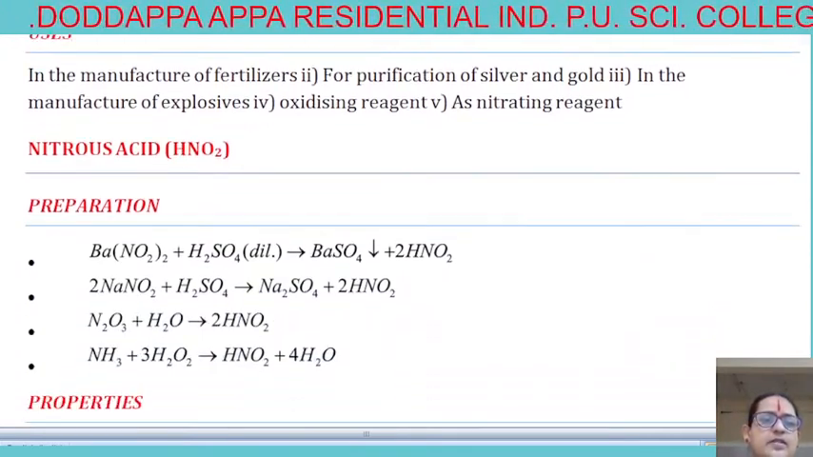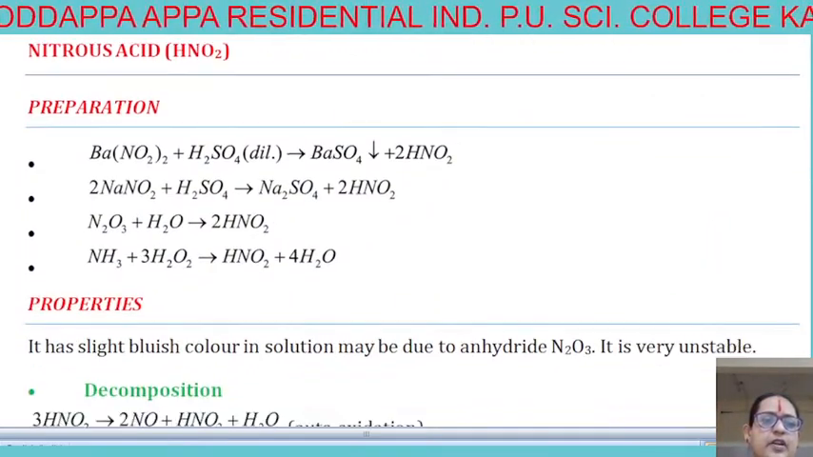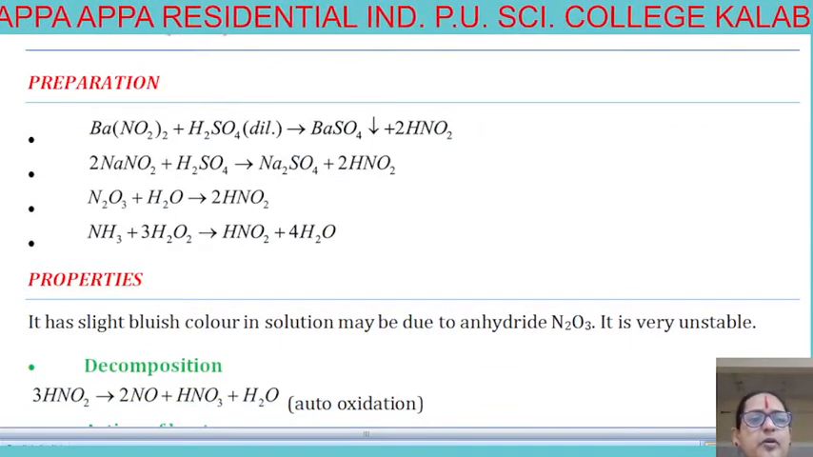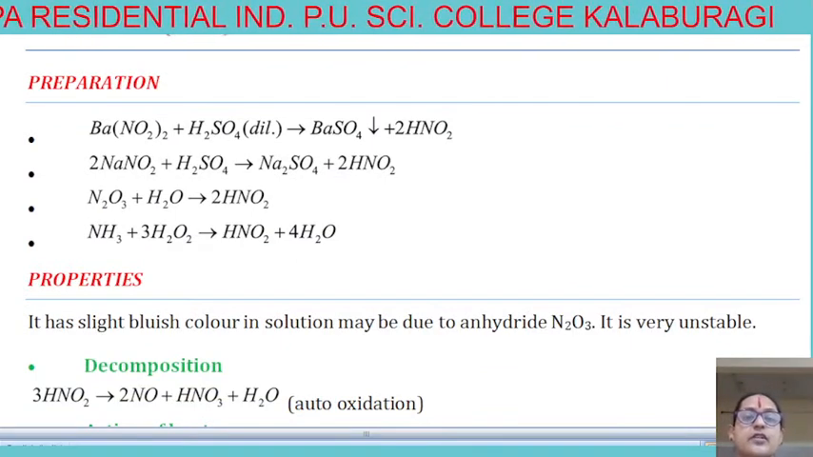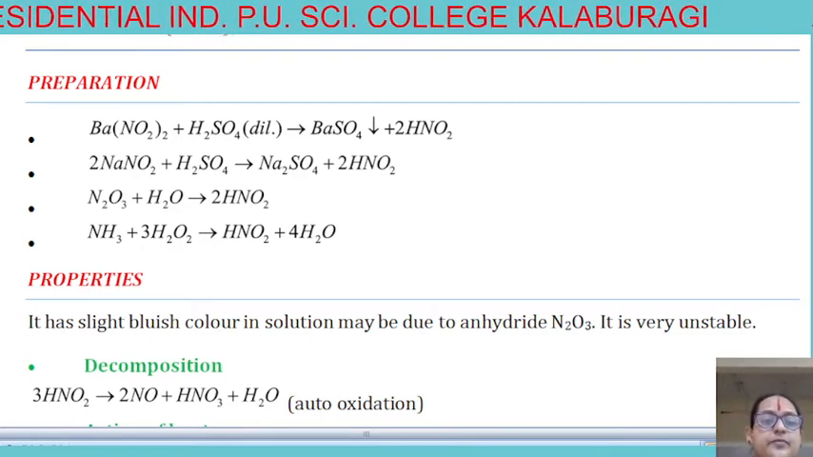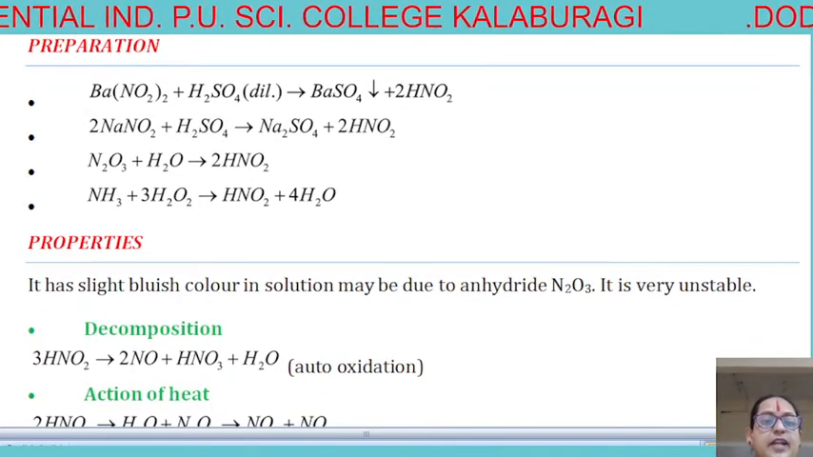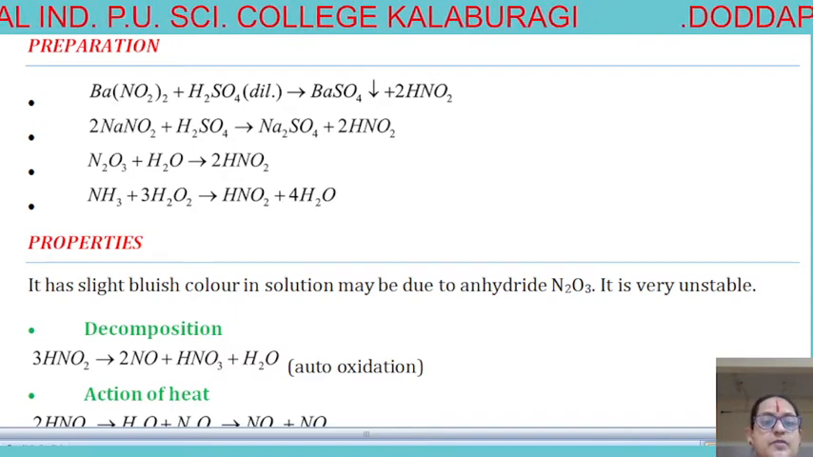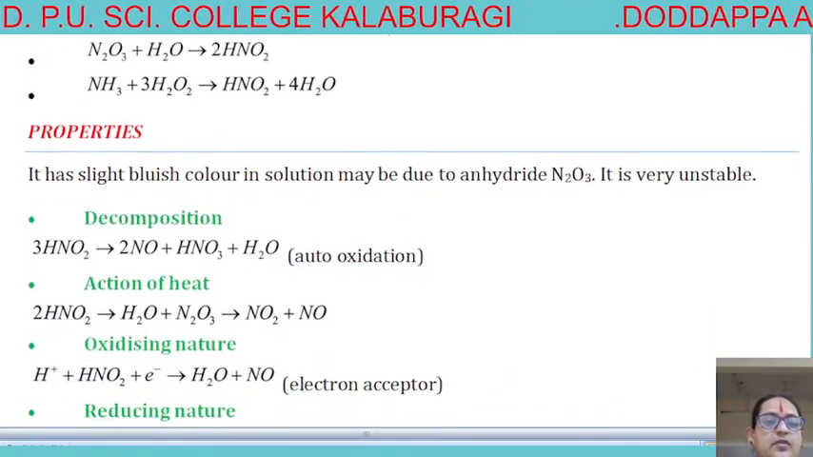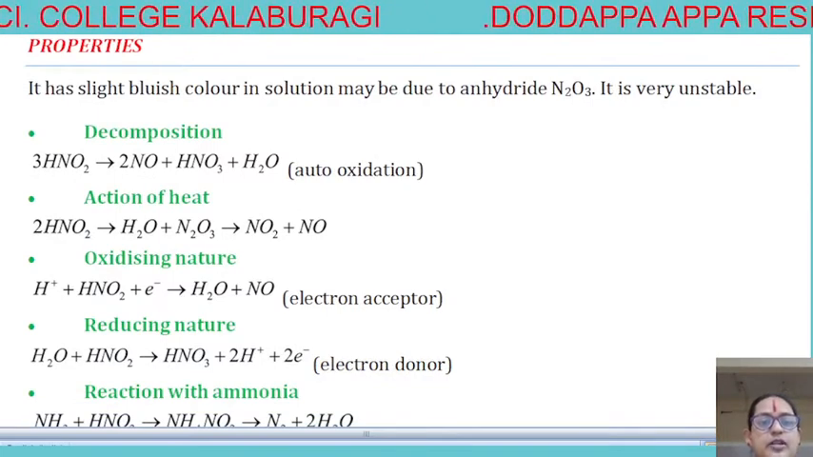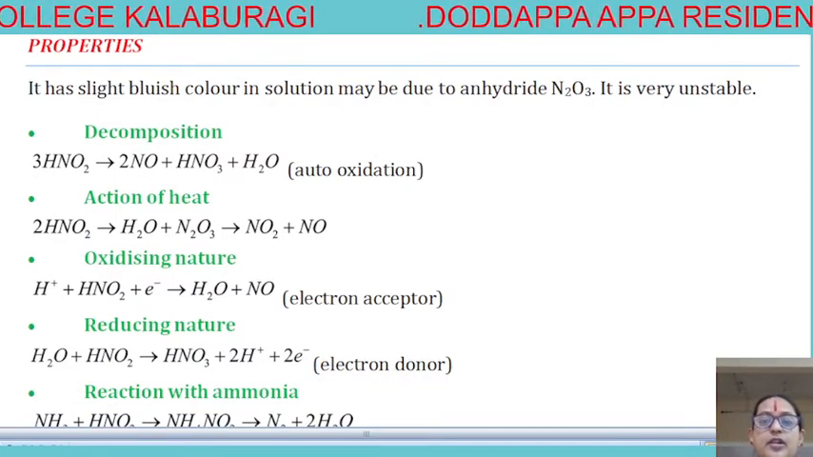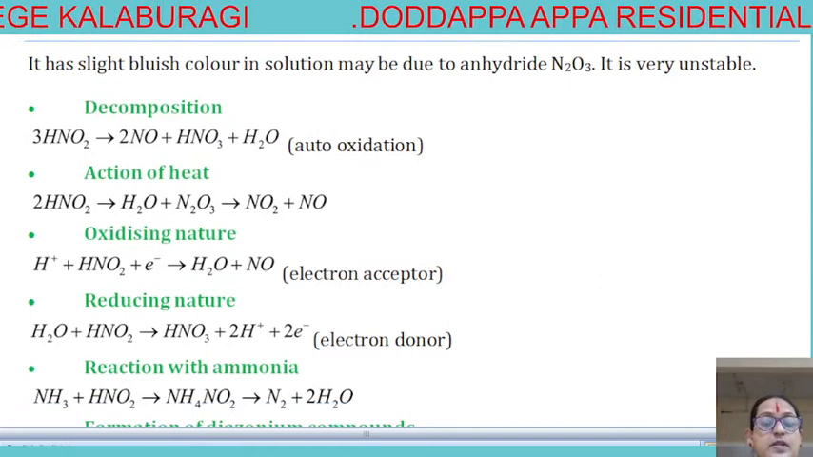Next compound is nitrous acid. Nitrous acid can be prepared from barium nitrite treated with sulfuric acid to form barium sulfate. Sodium nitrite reacts with sulfuric acid to form sodium sulfate. Next, we have to study its properties. It is slightly bluish in color in solution, maybe due to the anhydride N2O3, and it is very unstable.